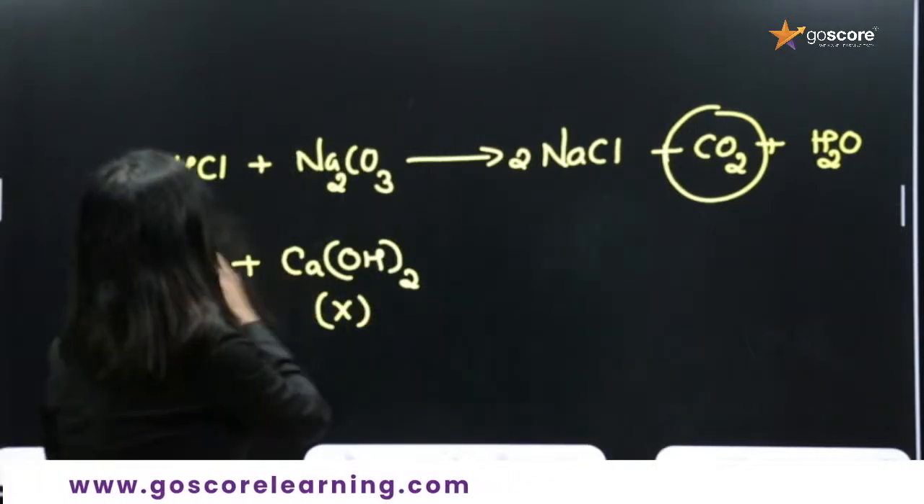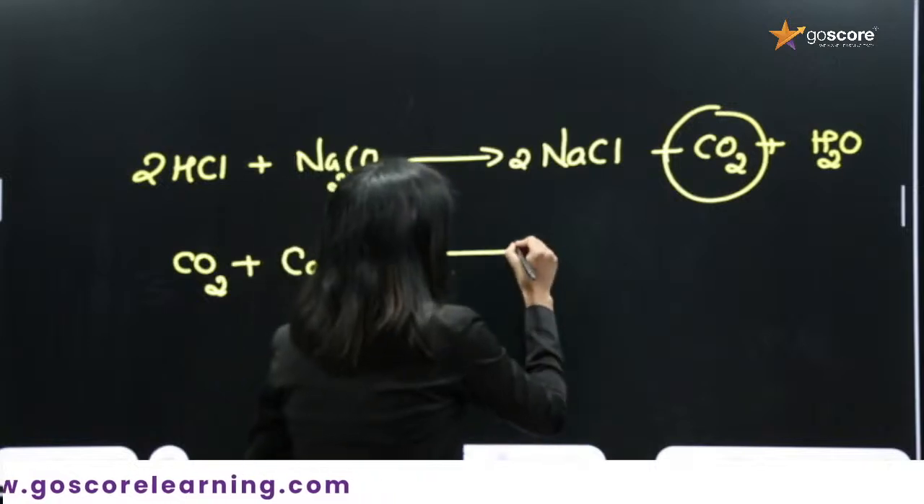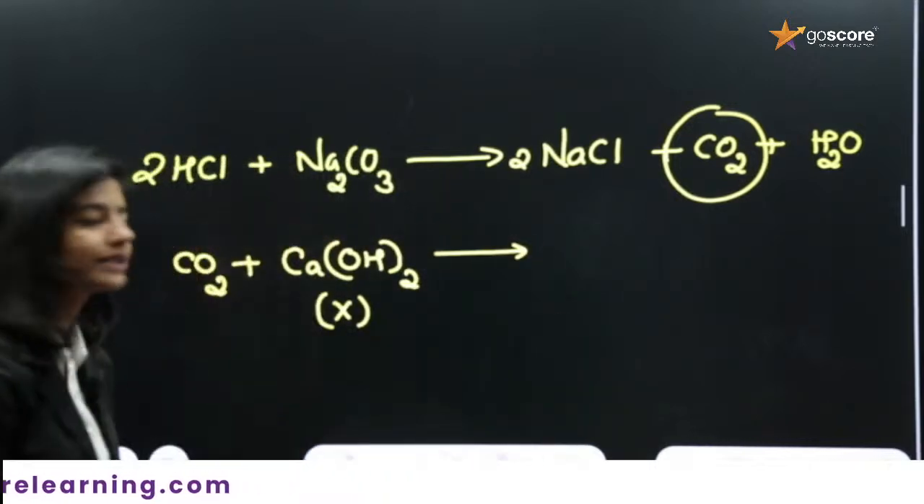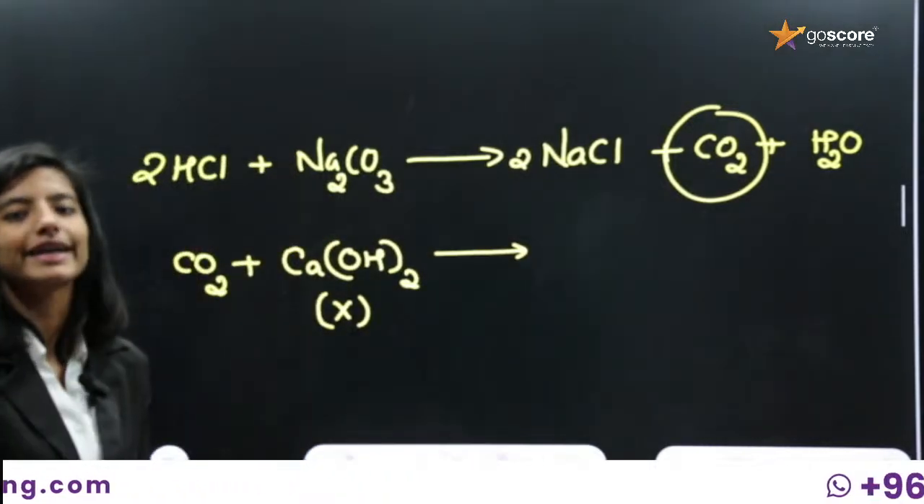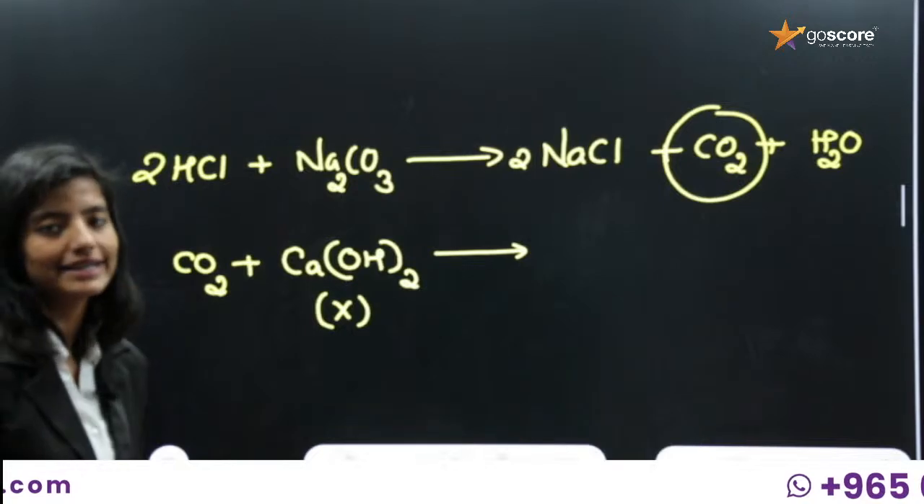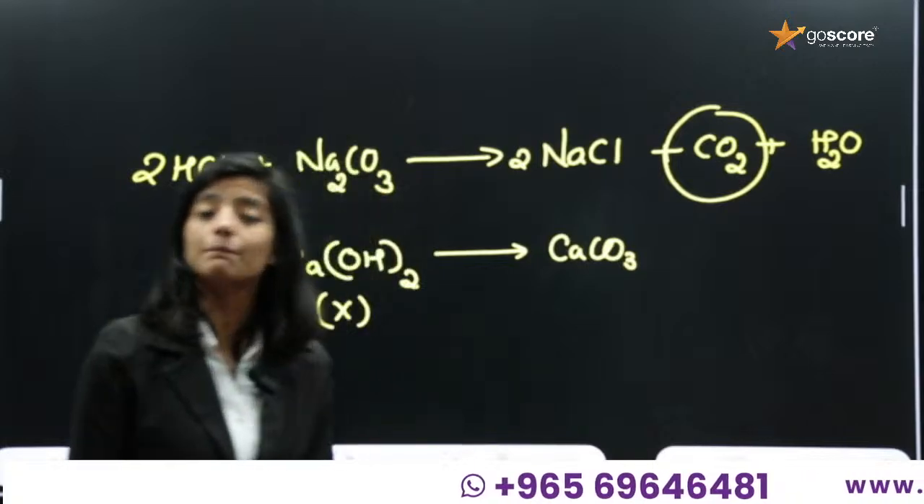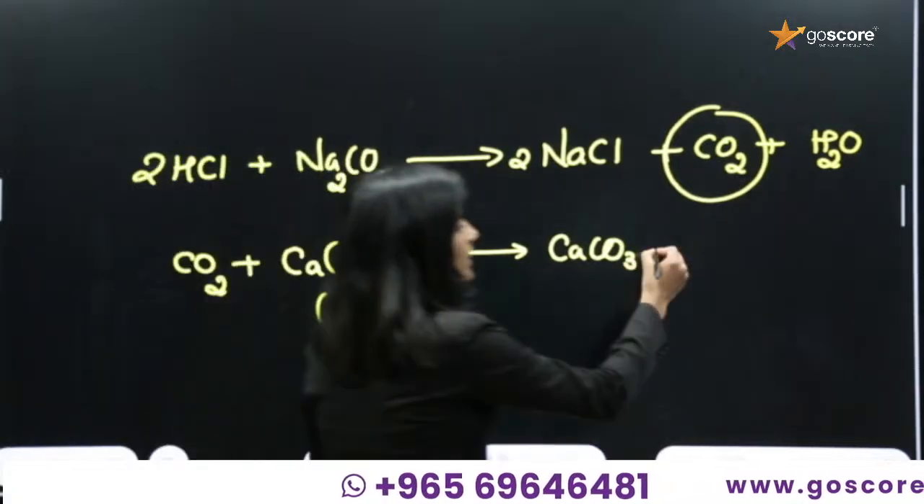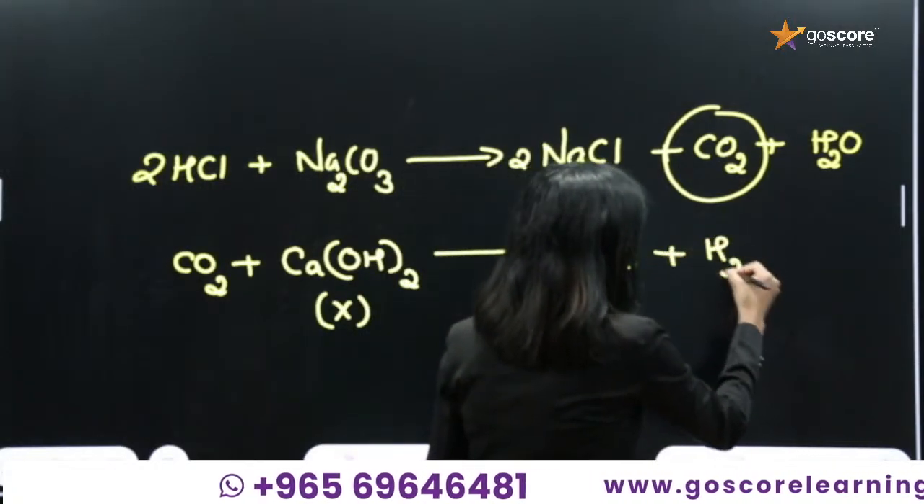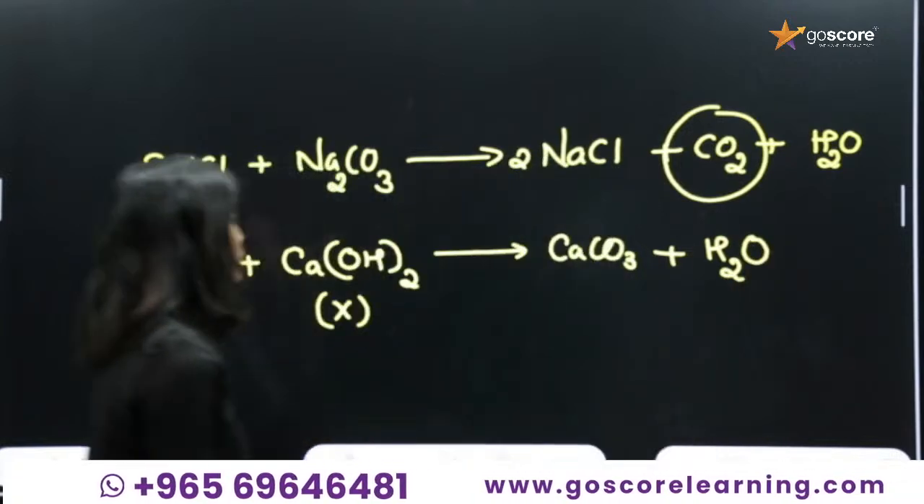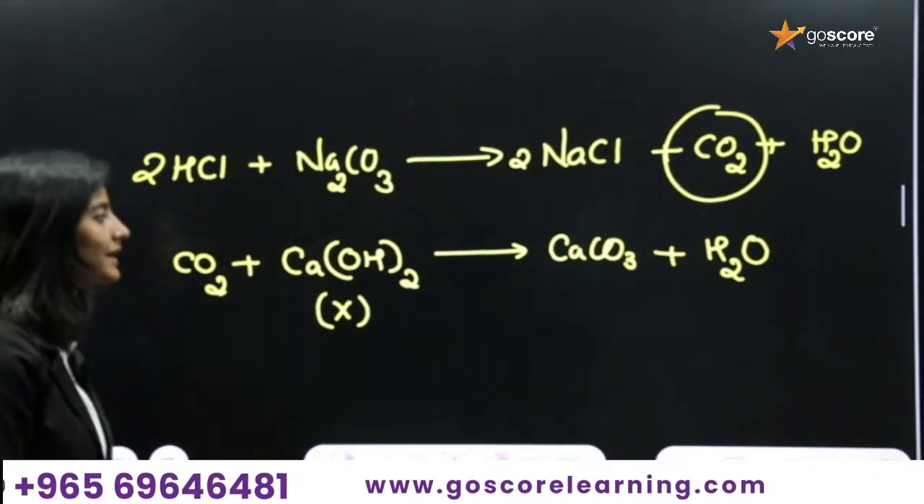And when I pass this carbon dioxide through lime water, what I'm going to get is really simple. I will get calcium carbonate, which is an insoluble precipitate in the water, along with the water molecule. And it's already a balanced chemical equation.